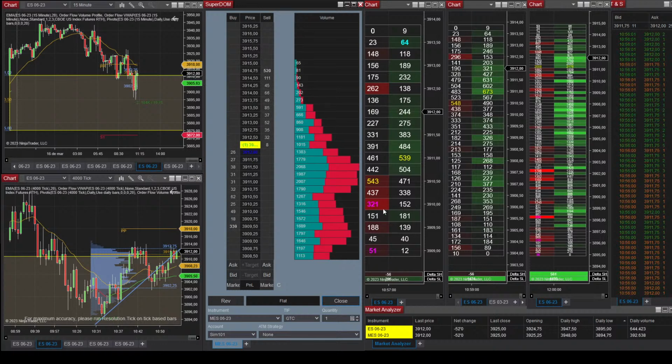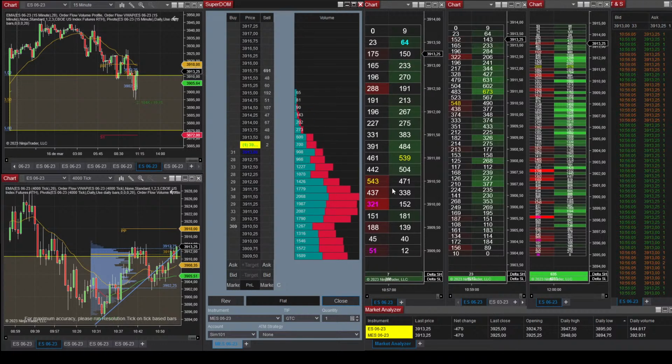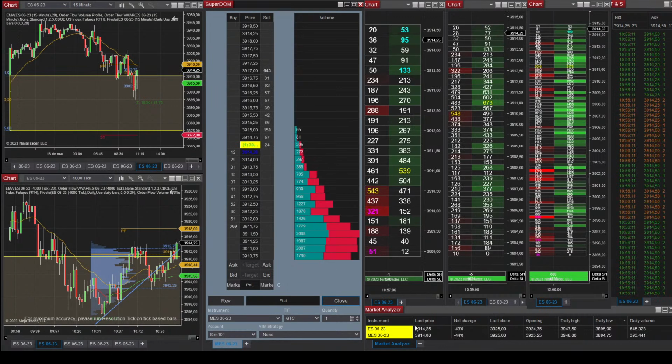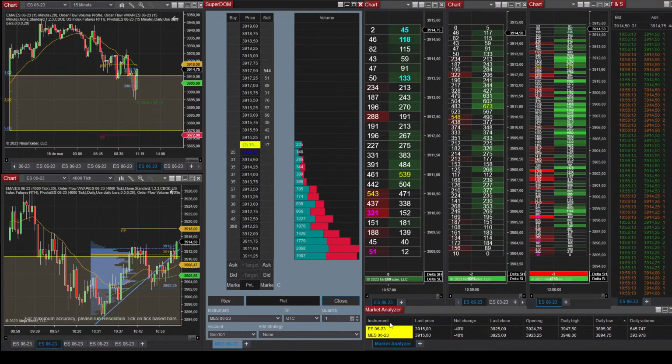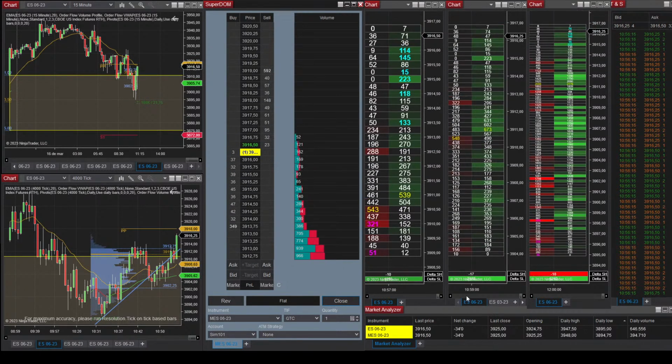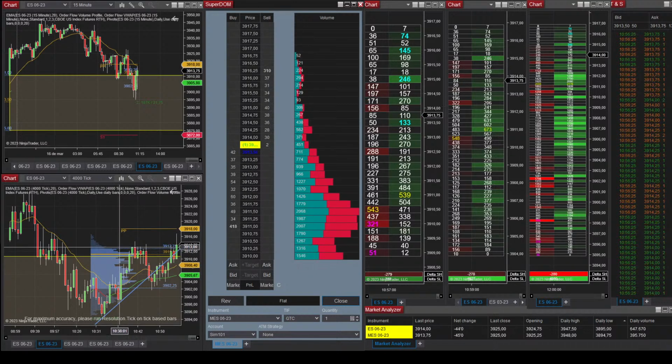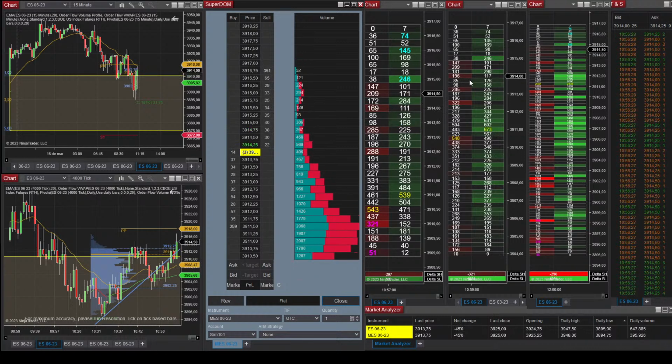So let's see if in this case the 10 will actually be the support for this new breakout, new high. In this case, the 10 could work. Maybe the 13 here, but the 10 could work as a support.